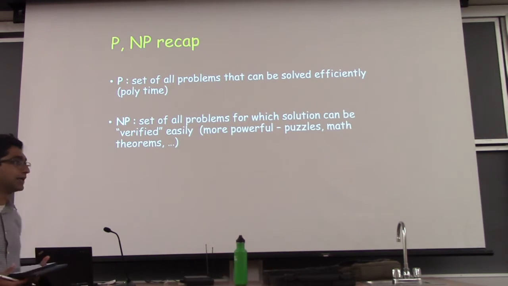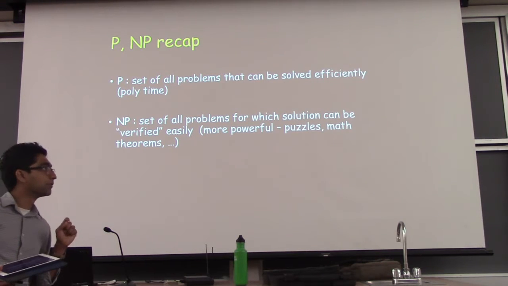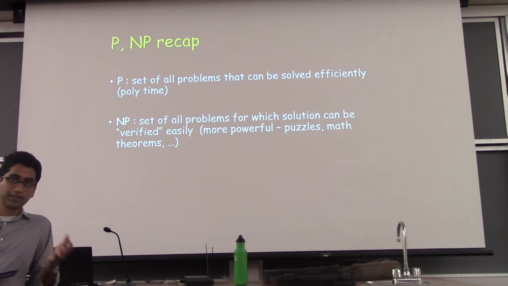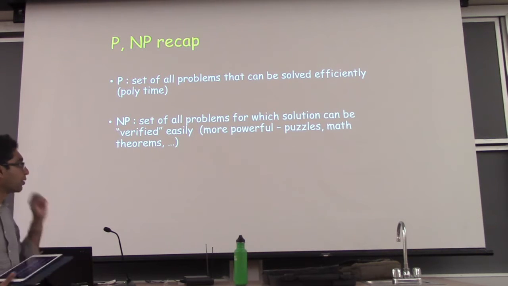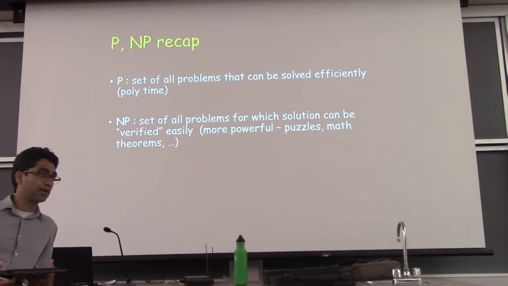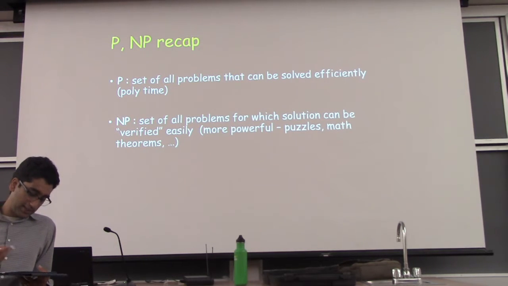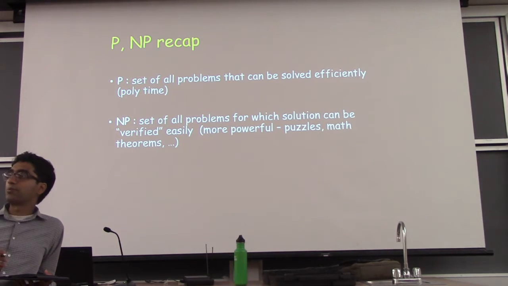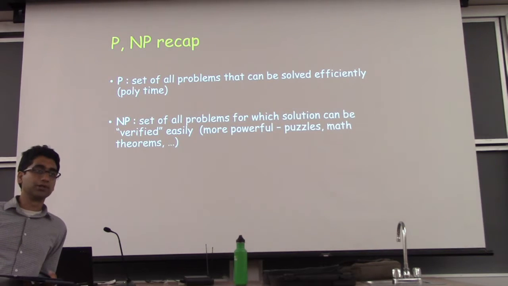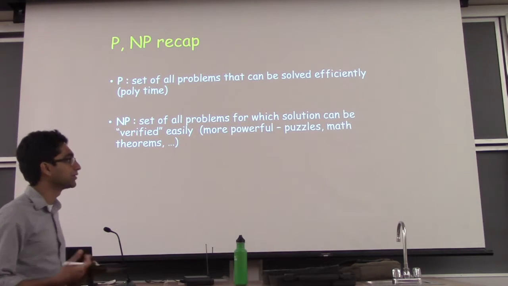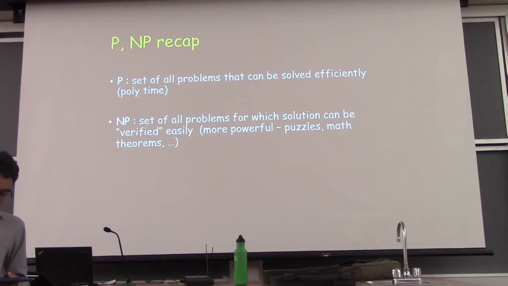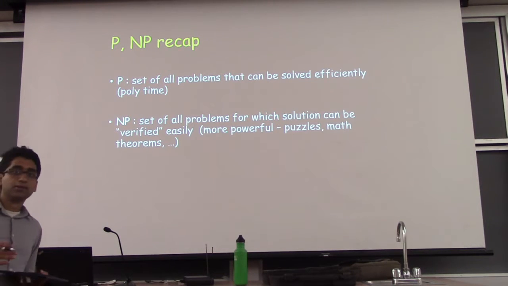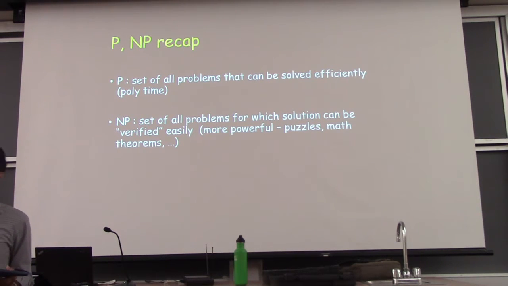So first we defined P and NP last time. P, we said, is the class of all problems that you can actually solve efficiently. So problems that have polynomial time algorithms, and throughout this course efficiency usually means polytime. So this is what we said. And NP is the set of all problems in which you can verify the solution. So suppose somebody gives you a solution, you can verify it in polytime. And we said that NP is much more powerful, because we just have to be able to verify a solution.